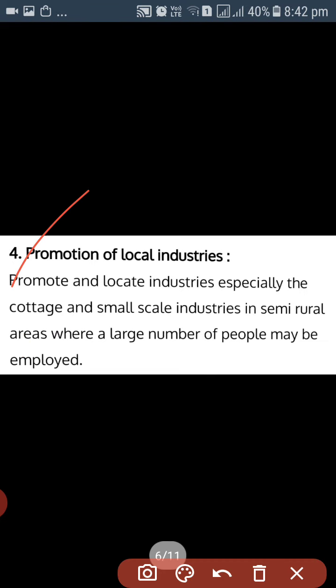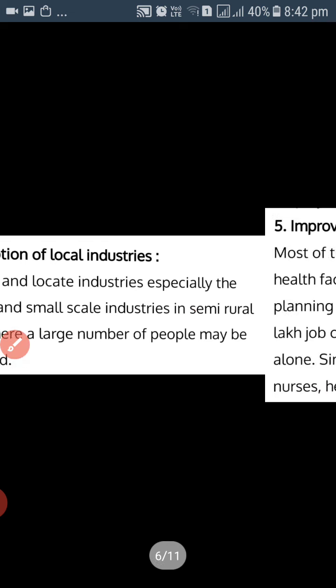Next is promotion of local industries. Local industries should be promoted to create employment, because these small or cottage industries provide employment to a large number of people. That is why promotion should be there for the local industries.